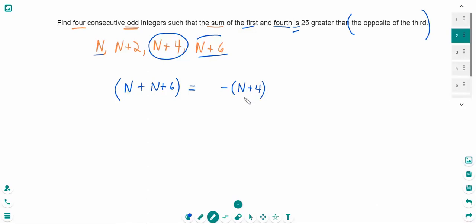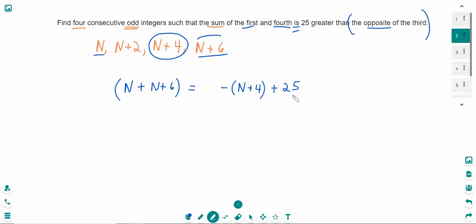Notice I put this in parentheses. It's because this is the full third number, one group right there. That's the number, and we're finding the opposite of that. So we're taking the negative of that whole number. It's not just a negative n. It's not just a negative 4. It's a negative n plus 4. It's a group. Now that's the opposite of the third, but we need 25 greater than that. So we need to add 25 to this opposite of the third.